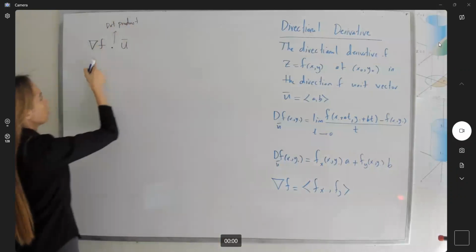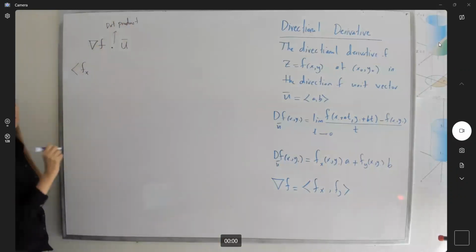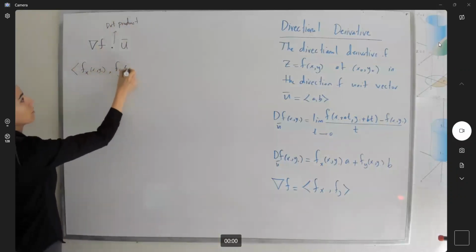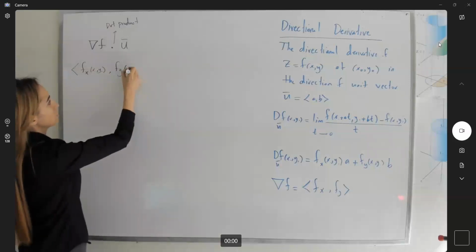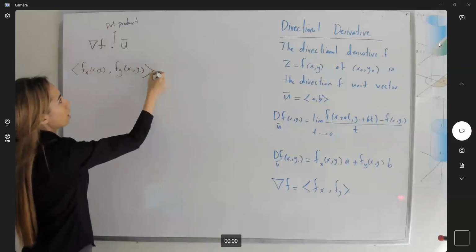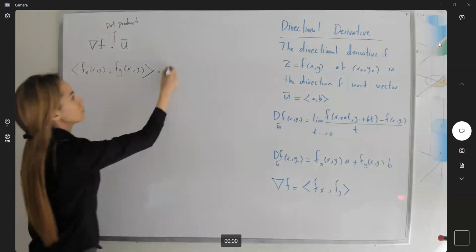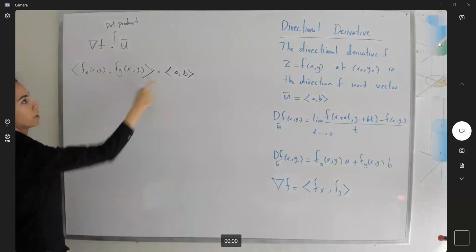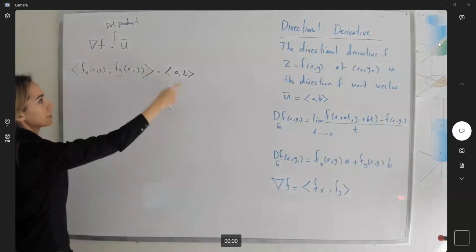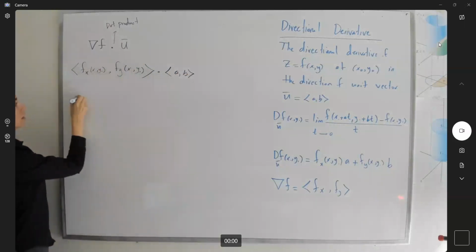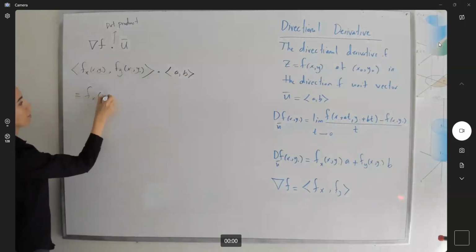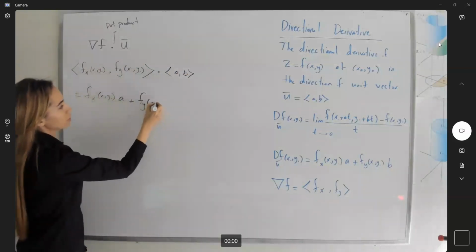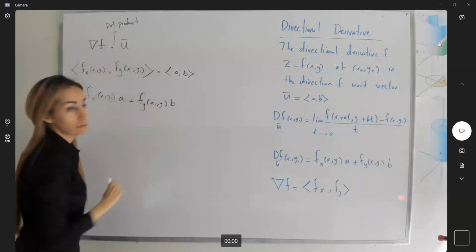So here you have the partial derivative of f with respect to x at the given point x sub 0, y sub 0, and the partial derivative of f with respect to y at x sub 0, y sub 0, dot product with unit vector u, which is a and b. Remember the dot product, you're multiplying the first components, you're multiplying the second components, and adding them together. This is equal to the partial derivative of f with respect to x times a plus the partial derivative of f with respect to y times b.